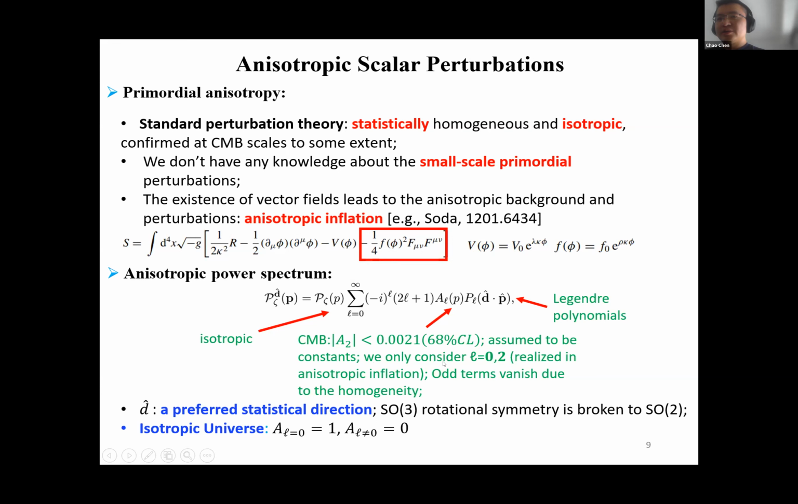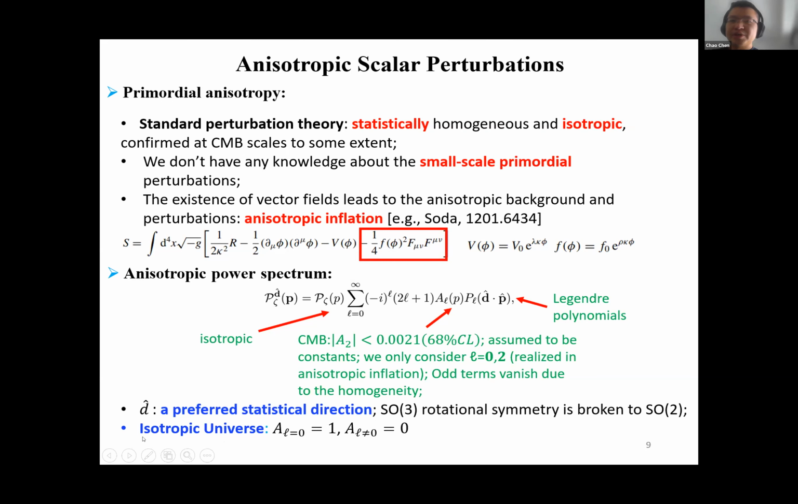In anisotropic inflation, we only have the monopole and the quadrupole, so here we only consider the monopole and the quadrupole of the source. Another thing is that although we assume an anisotropic scalar perturbation, we still assume homogeneity. Homogeneity is always satisfied, so all the odd terms of A_L will be 0. So we do not have the dipole here. D is the preferred statistical direction, so when you have this direction, the SO(3) rotation symmetry is broken to the SO(2) symmetry.